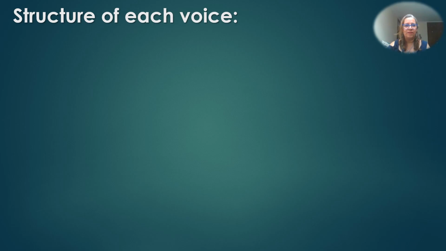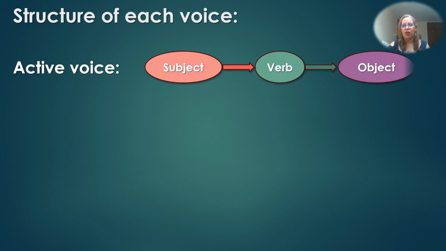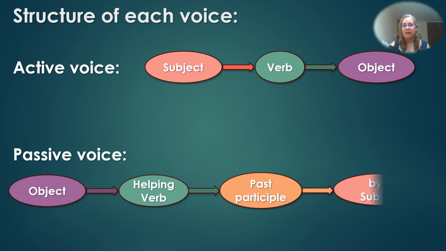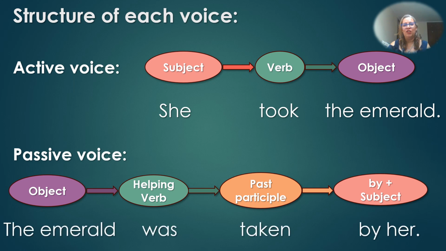Structure of each voice. Active voice: subject, verb, object. She took the emerald. Passive voice: object, helping verb, past participle, by plus the subject. The emerald is the object, was is a helping verb, taken is the past participle, by her is the subject. She took the emerald; the emerald was taken by her.